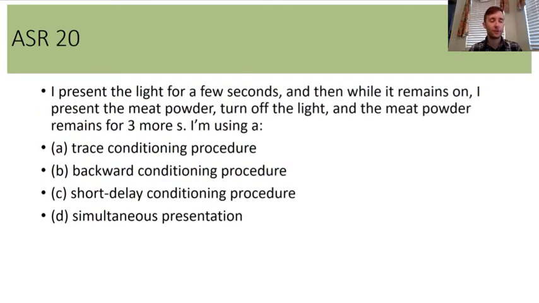ASR 20, I present the light for a few seconds. And then while it remains on, I present the meat powder. And while the meat powder is available, I turn off the light. And the meat powder remains for 3 more seconds. I'm using a trace conditioning procedure, A, a backward conditioning procedure, B, a short delay conditioning procedure, C, or a simultaneous presentation, D. Give you a couple more seconds. Alright, I'll close the poll, and the answer is C, short delay conditioning procedure.